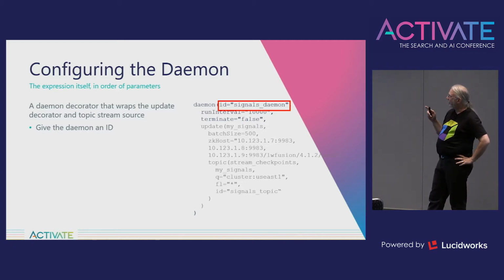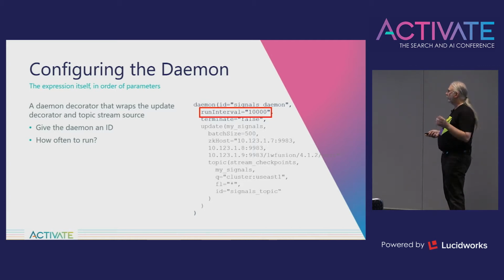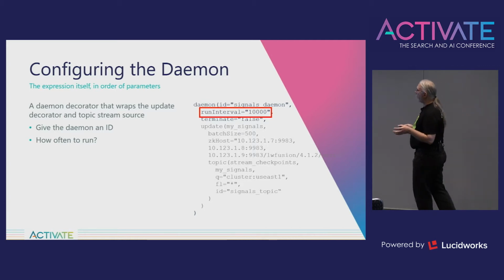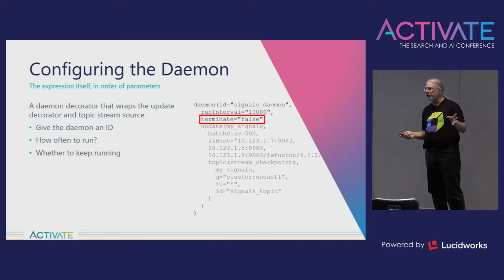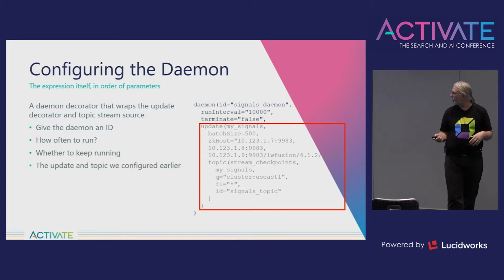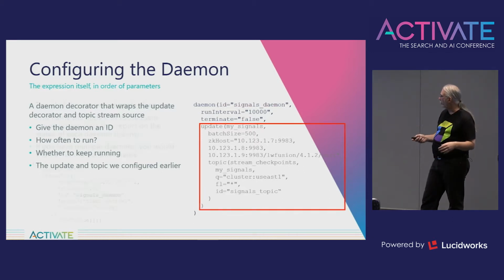You give the Daemon an ID, because you can have several of these running. You need to be able to differentiate between them. That run interval that I mentioned, you combine with the batch size and a terminate setting of whether to keep this thing running or just run it once. And then finally, you've got the update and topic that we already talked about.